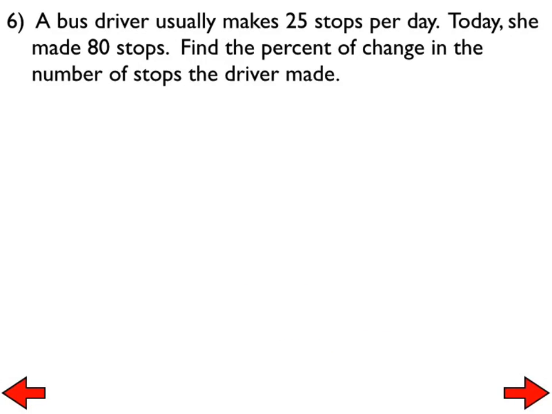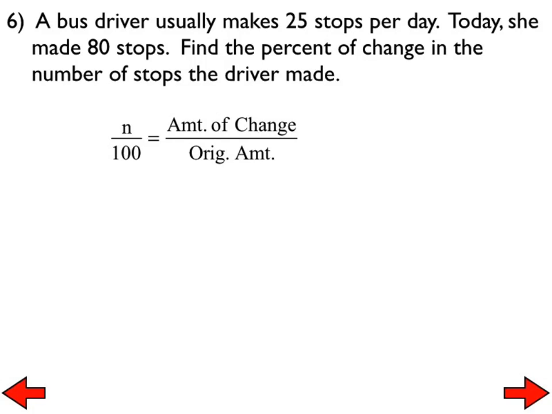A bus driver usually makes 25 stops per day. Today she made 80 stops. Find the percent of change in the number of stops the driver made. All right, the bus driver usually makes 25 stops per day. That is considered to be the original amount. The amount of change, going from 25 to 80, that means it changed 55. So our setup would be something like this.